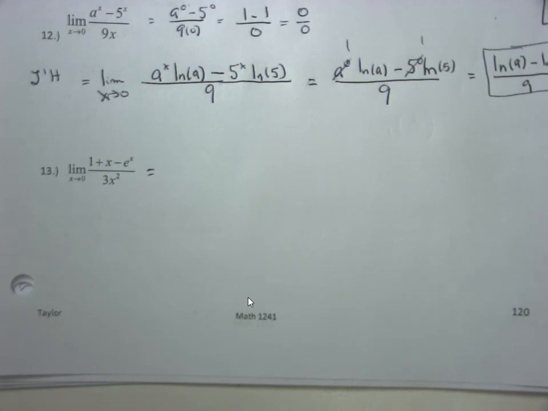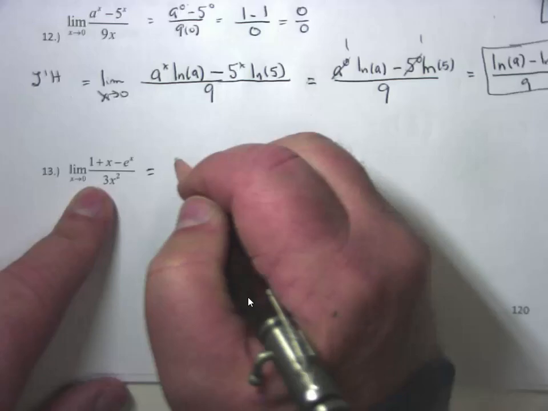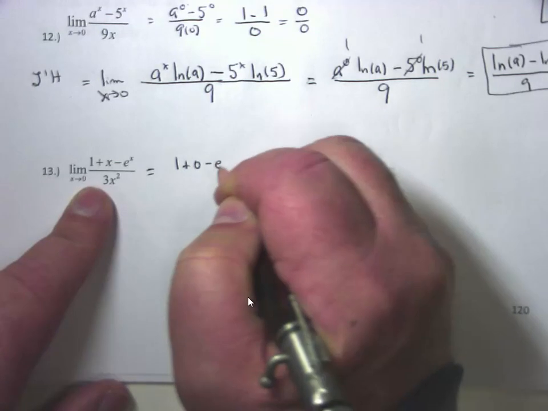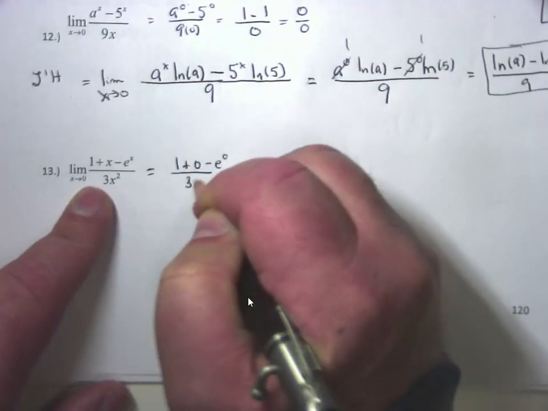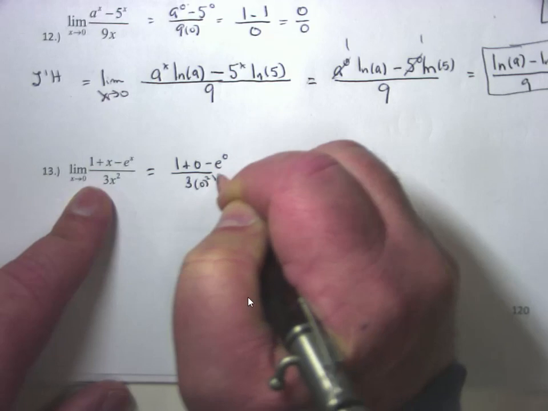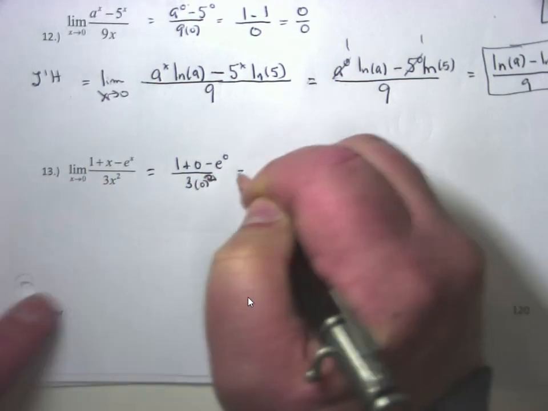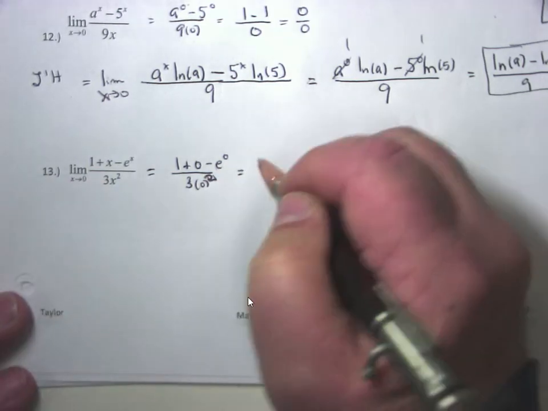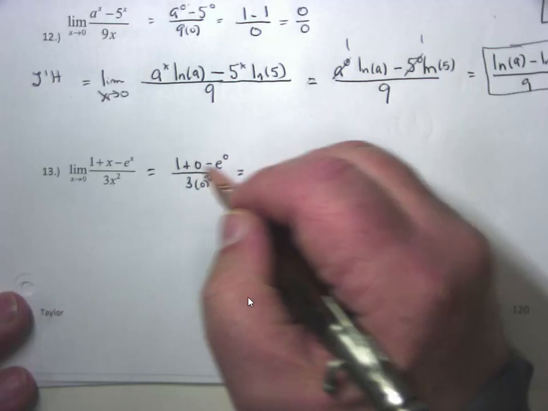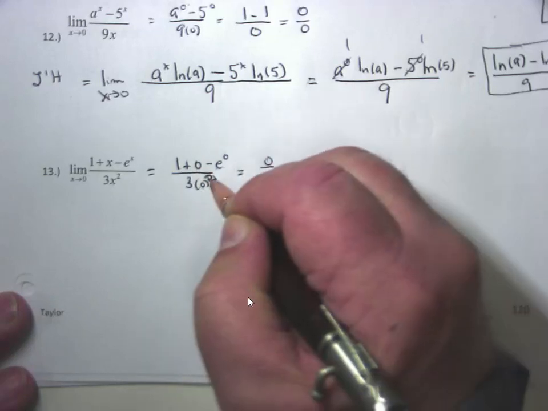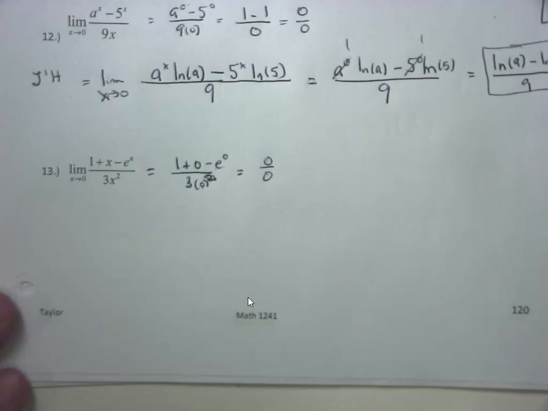Okay? So, plug it in. This will be 1 plus 0 minus e to the 0 divided by 3 times 0 squared. E to the 0 is 1, so this will be 1 plus 0 minus 1, which is 0. 0 squared is 0 times 3 is still 0. Yep, it's 0 over 0. That tells me L'Hopital.